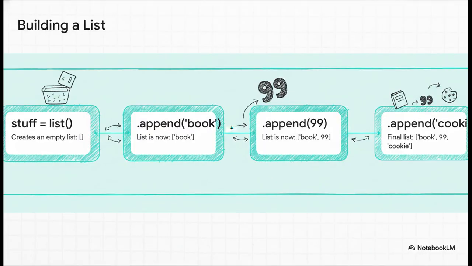Now, in the real world, you rarely have all your data right at the start. So a really common thing to do is to just create an empty list and then build it up as you go. And the way you do that is with a handy little method called .append. Every time you append something, it just gets tacked right onto the end of the list. It's a perfect way to, say, collect user input or gather results while your program is running.